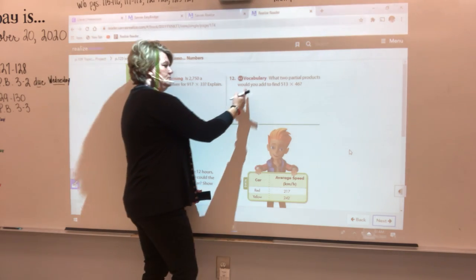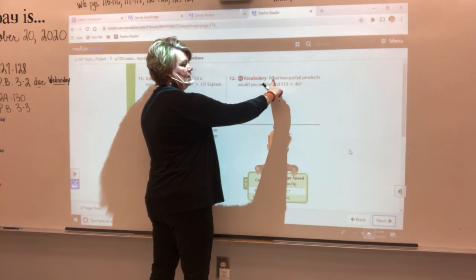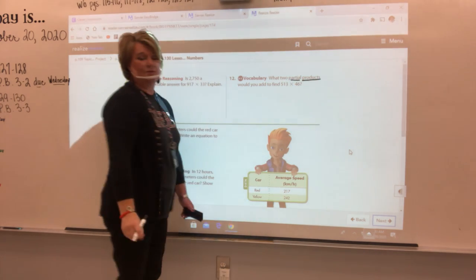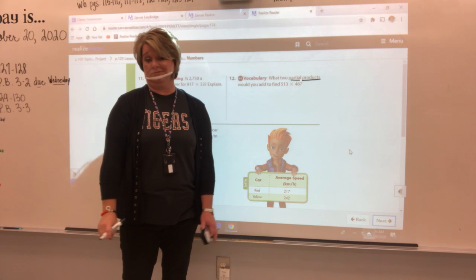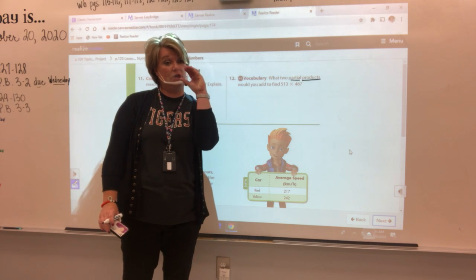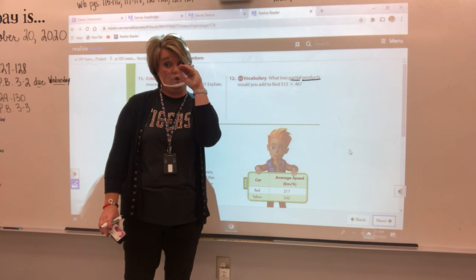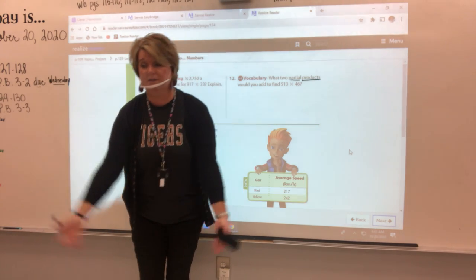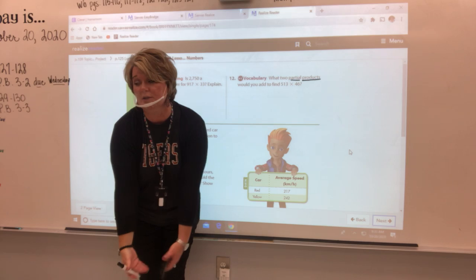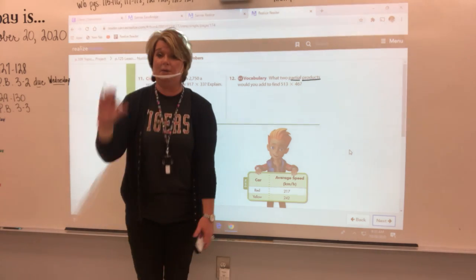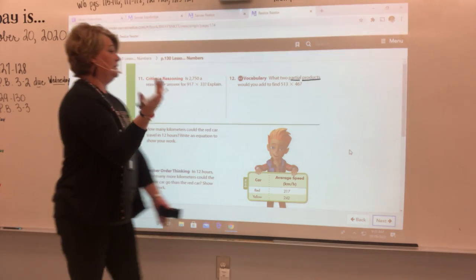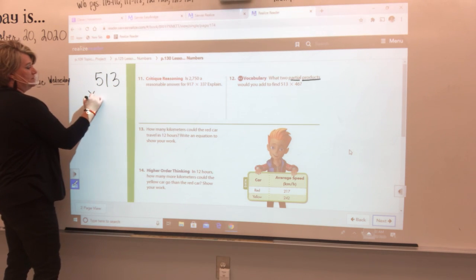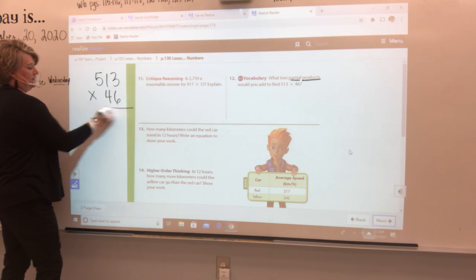Number 12. Here's these new words I told you today. What does this say? Partial products. So guess what? It doesn't want the answer. It wants the meat. It wants the turkey, the ham, the lettuce, the tomato. Up here's the bread. That's the problem. Down here's the bread. The real answer. It wants the meat part, okay? So we don't even have to add it up. We do have to work it out. We just don't have to add it up. So 513 times 46.